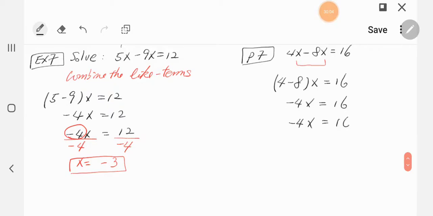So x is multiplied by negative 4. So get rid of this one. In order to remove negative 4, we will divide each side by negative 4. So you can cancel out this negative 4. X is equal to negative, moves to the front. This is 4, right? So 16 over 4 is 4. Okay. That's it for this section.